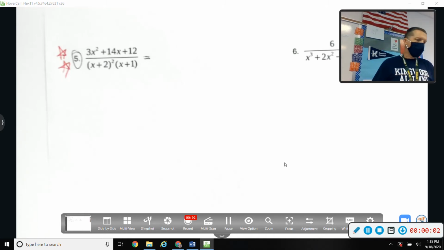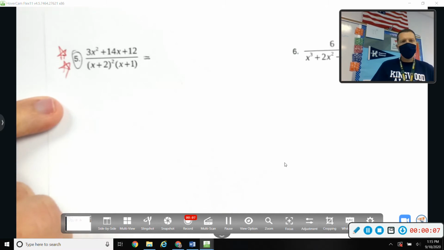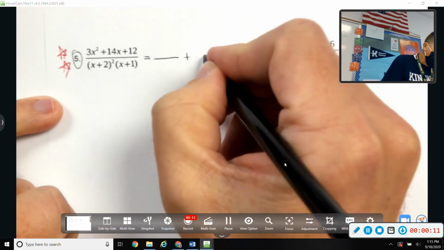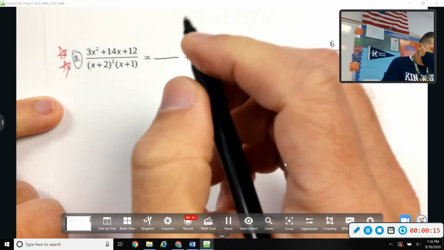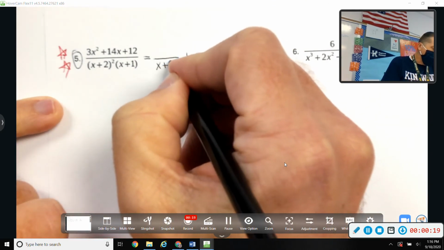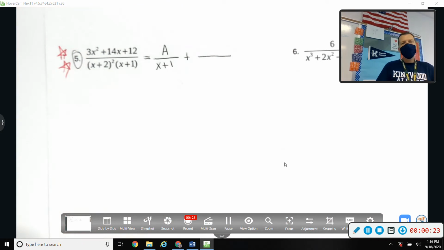Number 5 from the partial fractions worksheet, Unit 3, Day 3 worksheet from yesterday. Remember, this is a Jeopardy question. We know something was added to get this. I'm going to put these in a different order, because usually the term that's first, I like to put first. So A over x plus 1.